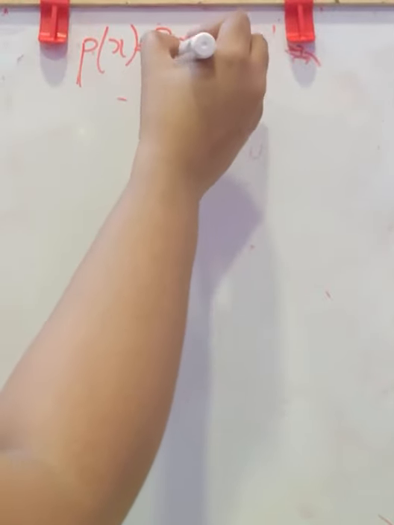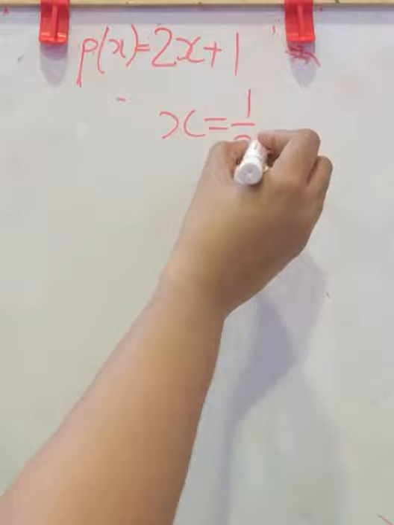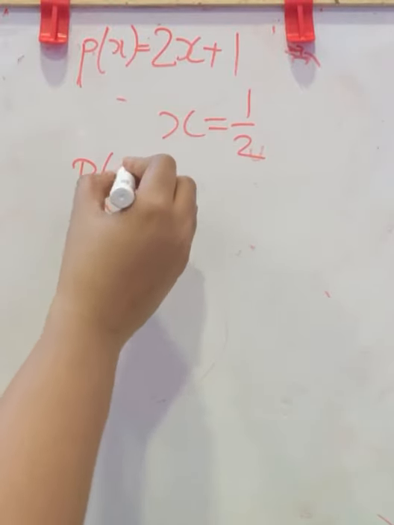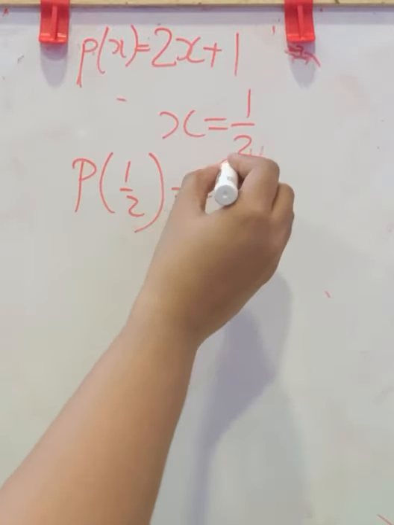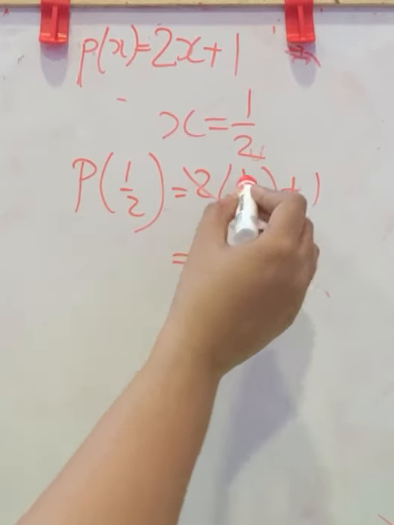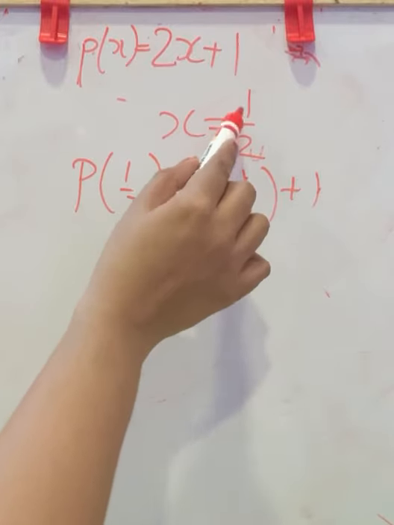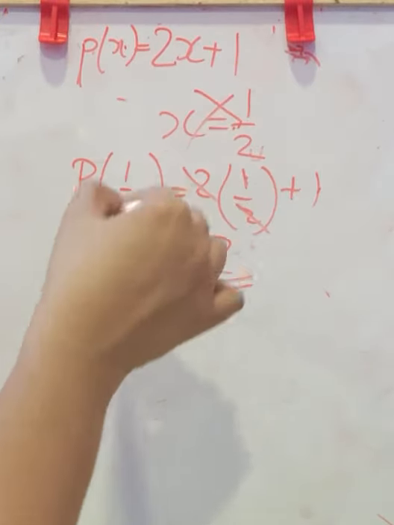P of x is equal to 2x plus 1. Here the value is x equal to 1 by 2. We will find P of 1 by 2. Then 2 into 1 by 2 plus 1. 2 and 2 we will cancel. 1 plus 1, the result is 2. Here this is not 0. So this value is not a zero of this polynomial.